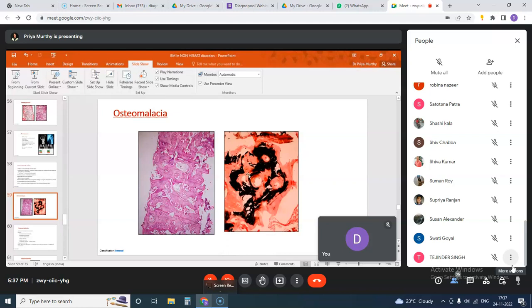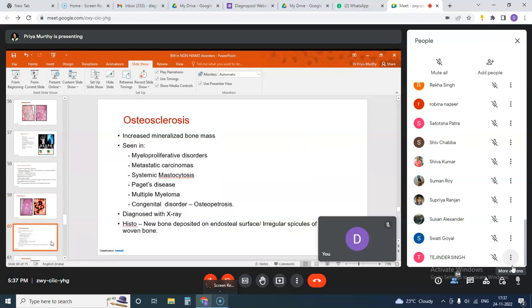And in this von Kossa stain I showed you a little earlier, there is a very distorted pattern of this calcium deposit. Very little mineralized bone is present. And an aspirate done is usually dry, and patients usually have a leukoerythroblastic blood picture because of the extensive fibrosis.